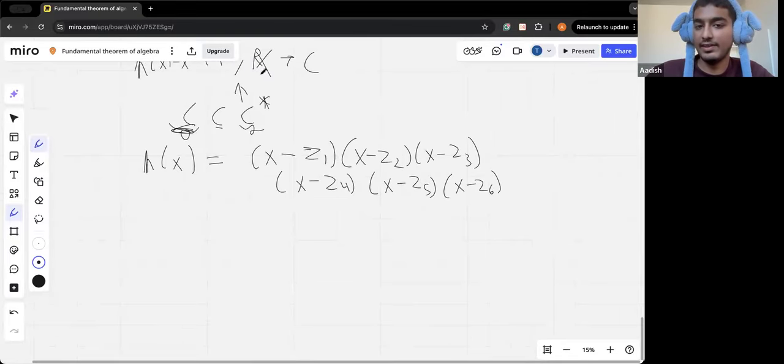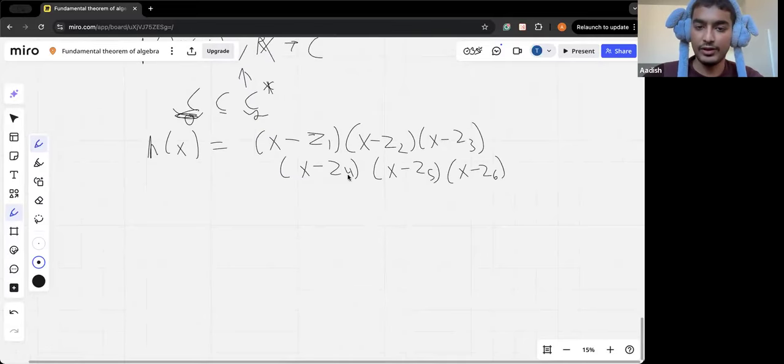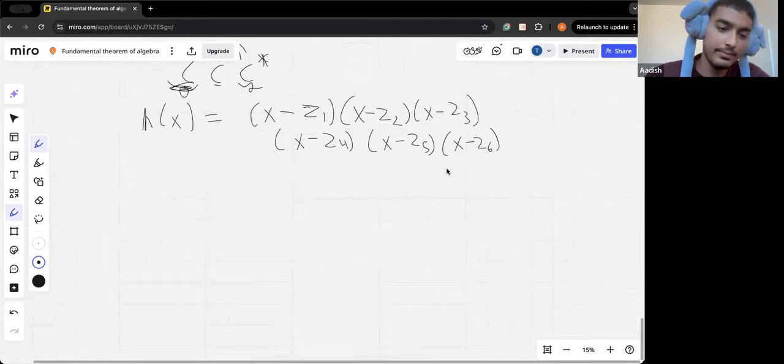That's how I defined it. That's the number system I took. I specifically took a number system such that this polynomial can factor perfectly: Z1, Z2, Z3, Z4, Z5, Z6. Now, what I want is some of these to be complex numbers, but I don't know that yet.